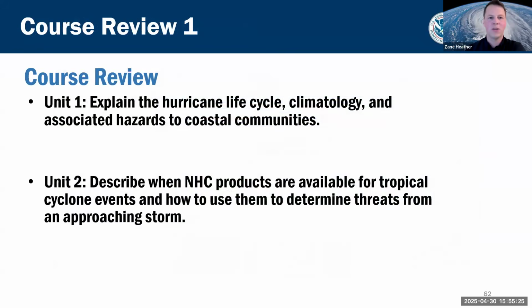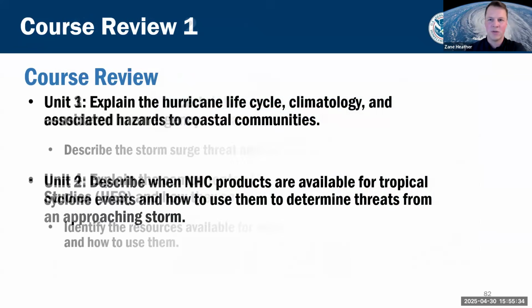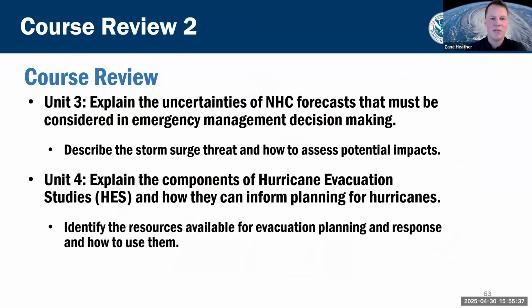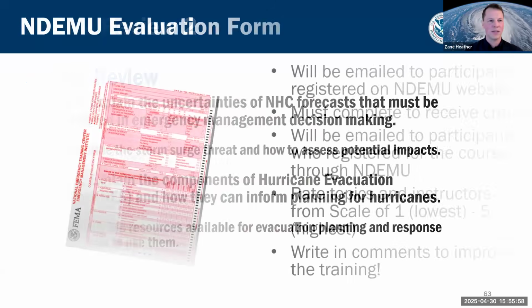So we talked about the course review. First, we talked about the hurricane life cycle, climatology, and associated hazards. Next, it's what products and services are available to you and when they're available to you and how you can use those to inform your decision-making processes. We've talked about uncertainty in NHC forecasts and forecast products and how they should be considered, as well as how products and services have uncertainty baked in to help inform your decision-making processes. Finally, what is available to you as emergency managers to make those informed decisions, both in the planning, preparedness, operations, and execution around hurricane threats.